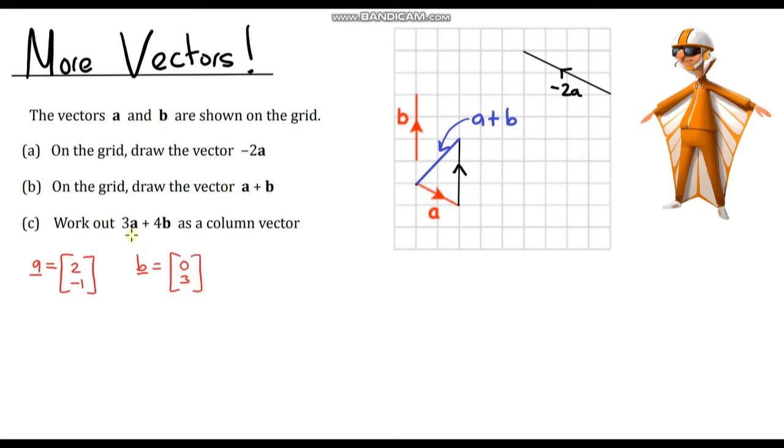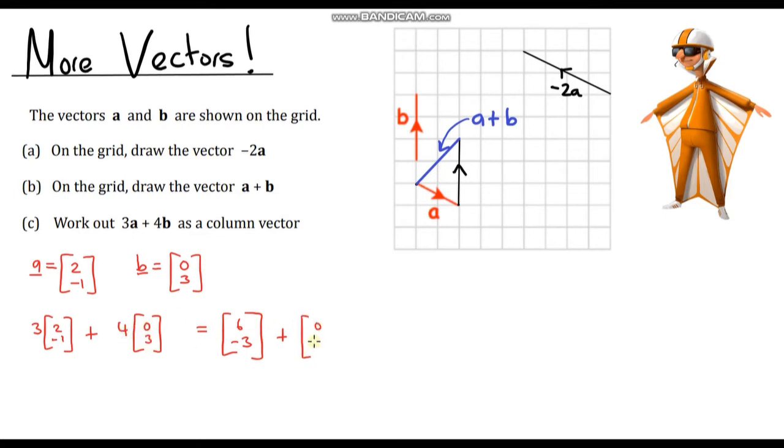So now let's work out what 3a plus 4b is. So 3a will be 3 times our vector A, and then we're going to add on 4 lots of vector B. So let's work out what this is. So what is 3 lots of this vector? Well, when we multiply a vector by a scalar, we multiply each of the components by that scalar. So it would be 3 times 2, which is 6. 3 times negative 1 is negative 3. So this is 3a, and now we need to evaluate what 4b is. So 4 times 0 is 0.